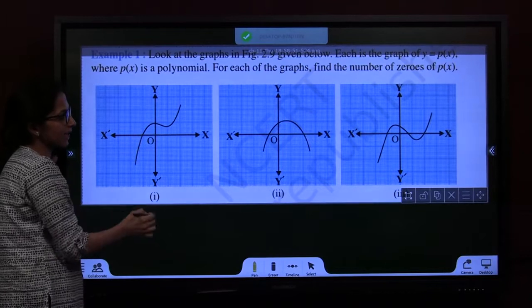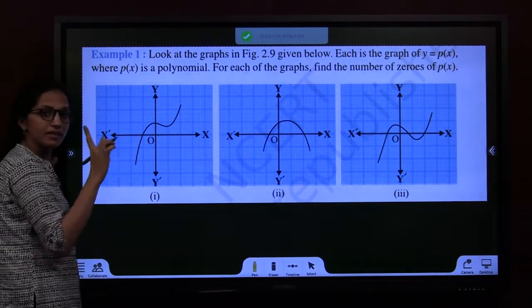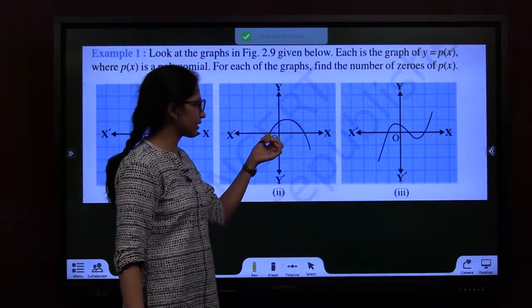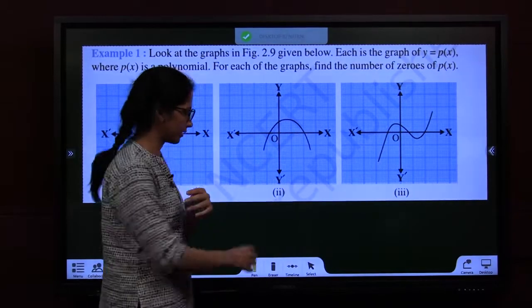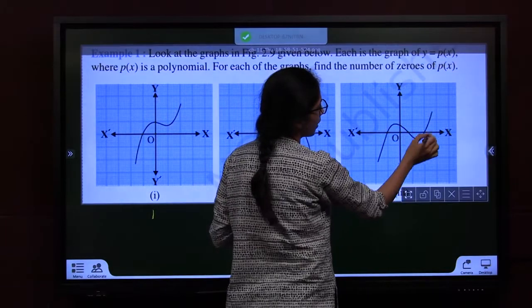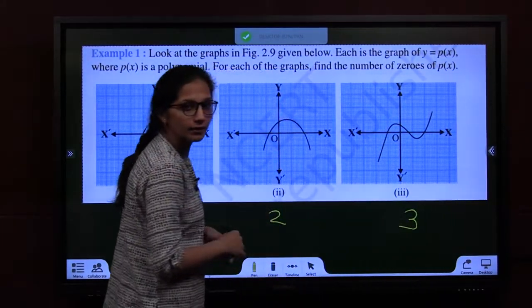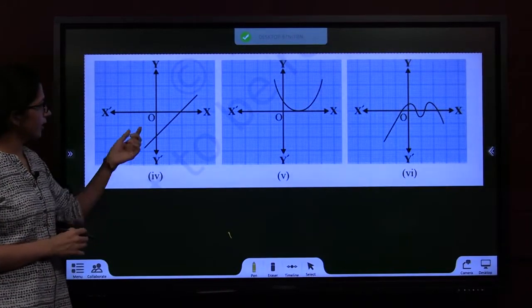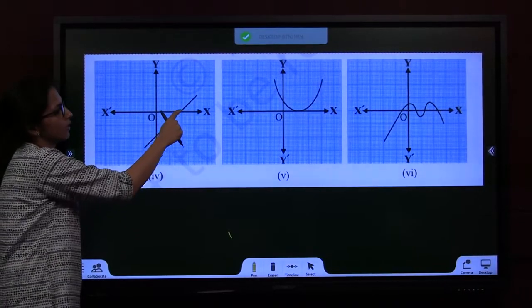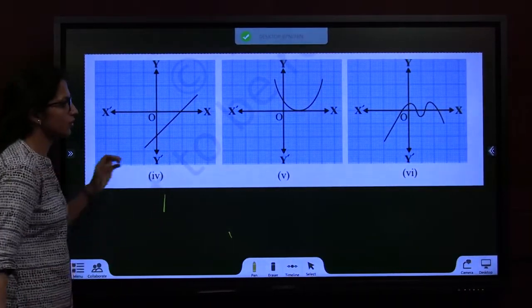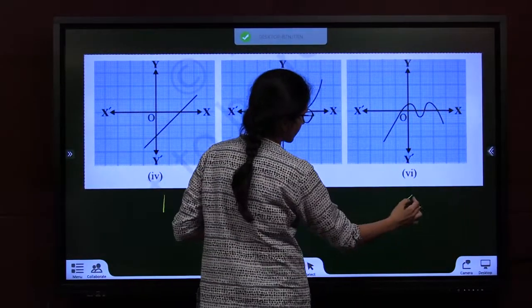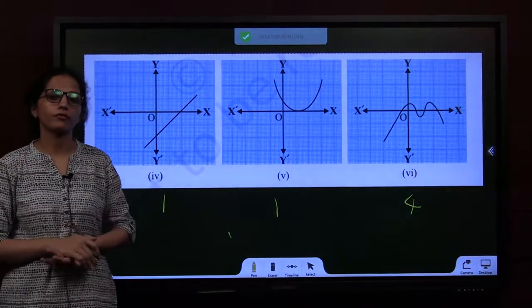It is intersecting the x-axis only at 1 point. So that means degree is 1 and number of zeros is 1. So answer is 1. It is intersecting the x-axis at 1 point here and 1 point here, 2 points. So the number of zeros will be 2. Intersecting the x-axis at 1, 2 and 3. So the number of zeros will be 3. Continuing. How many intersections are there? See, there are many intersections. You should worry only about the intersection with the x-axis. 1 intersection, so number of zeros 1. Again 1 intersection, number of zeros 1. 1, 2, 3, 4. 4 intersections with the x-axis, number of zeros 4.